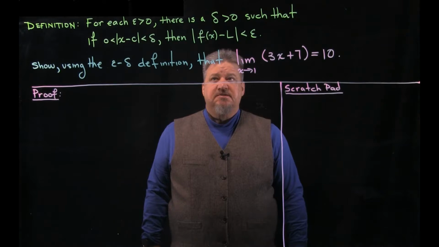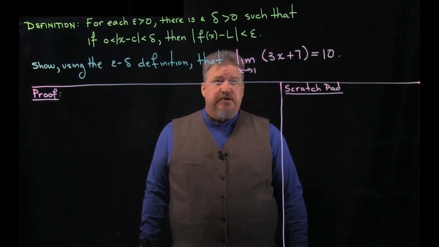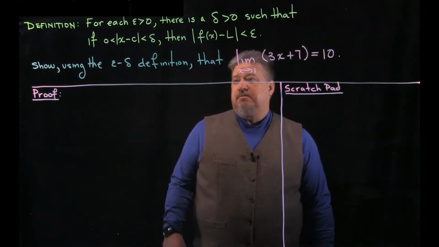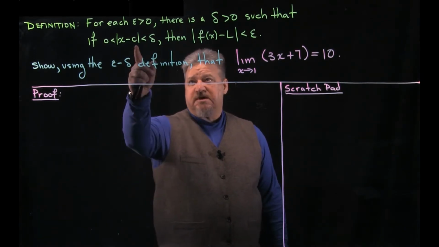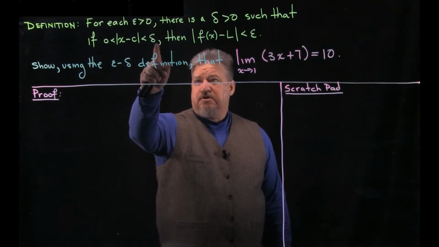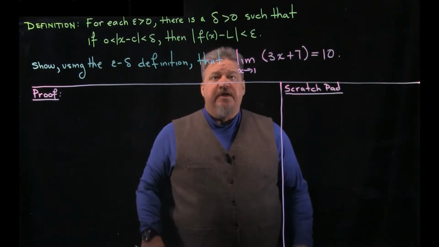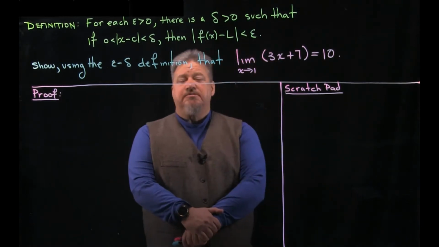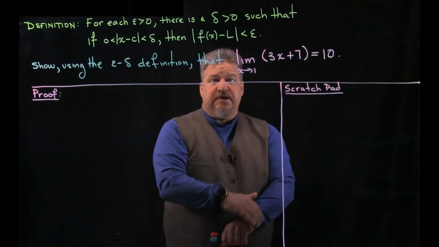The limit definition says, for each epsilon greater than 0, there is a delta greater than 0, such that if 0 < |x - c| < delta, which really says x is no further than delta units away from c, and of course is not equal to c, then |f(x) - L| is less than epsilon. In loose terms, as x gets close to c, f(x) gets close to L.